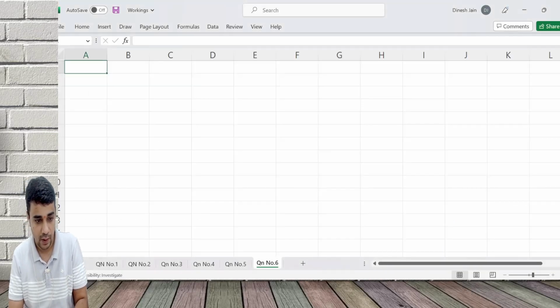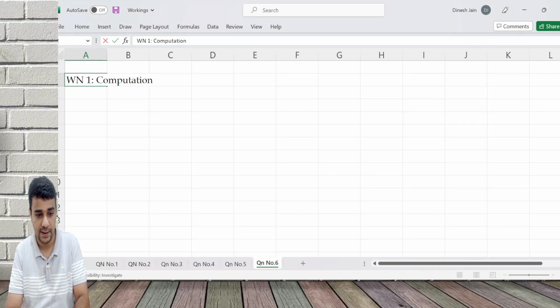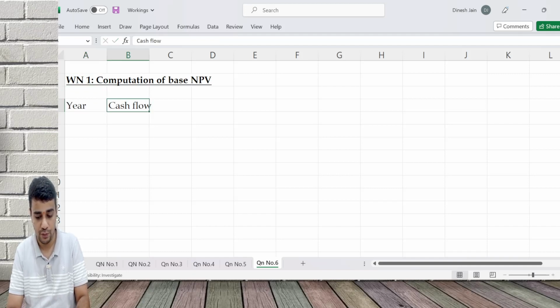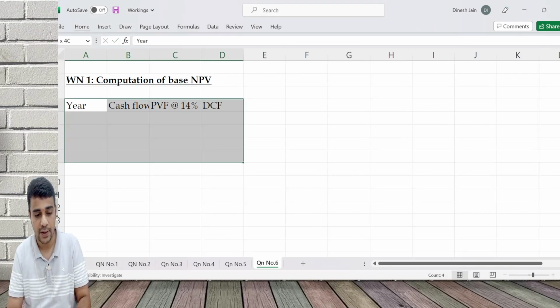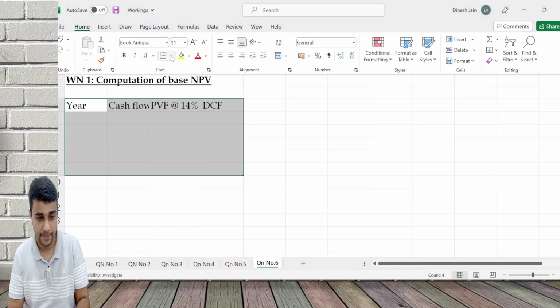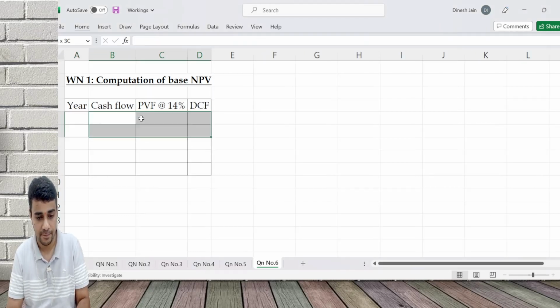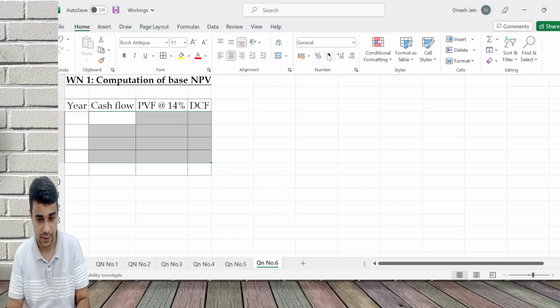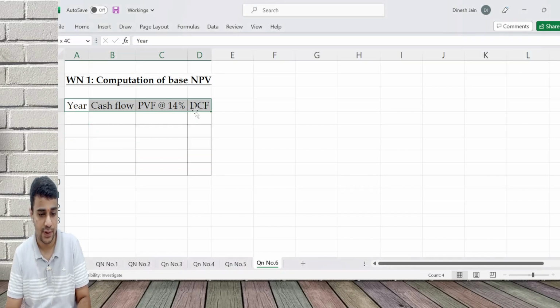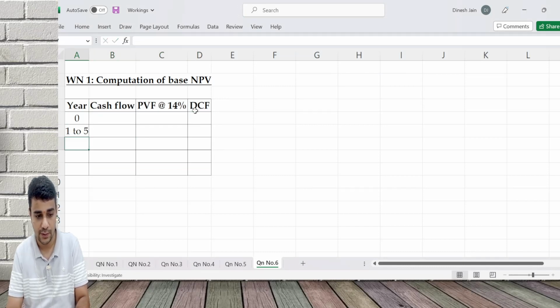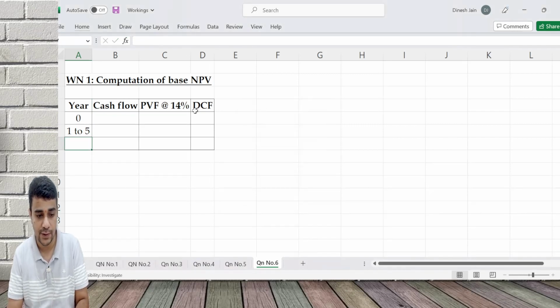So let's do this. Working note 1: computation of base NPV. Year, cash flow, PVF at 14% and DCF. The years are year 0 and 1 to 5 years together. We'll do the calculation.